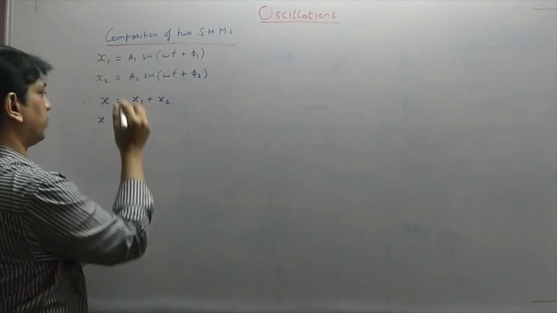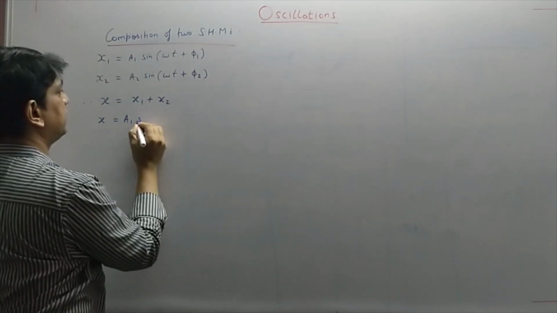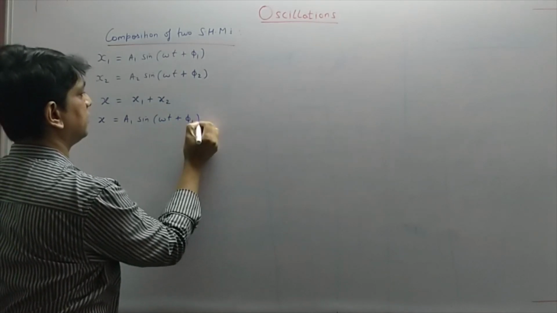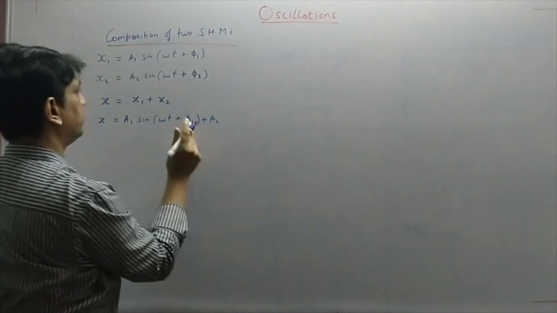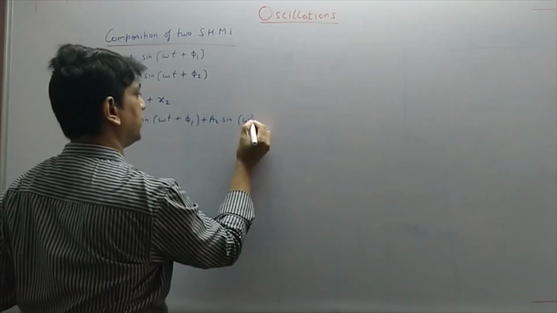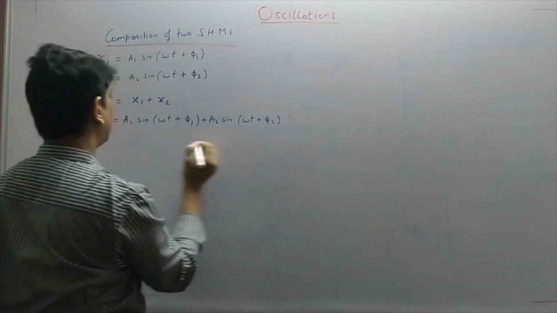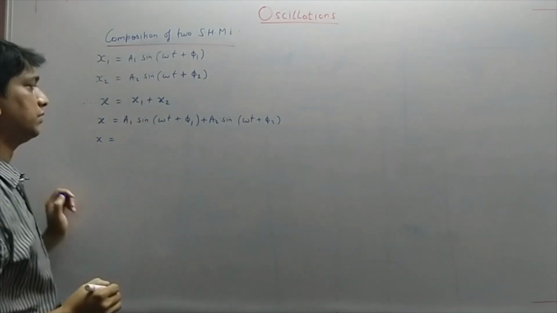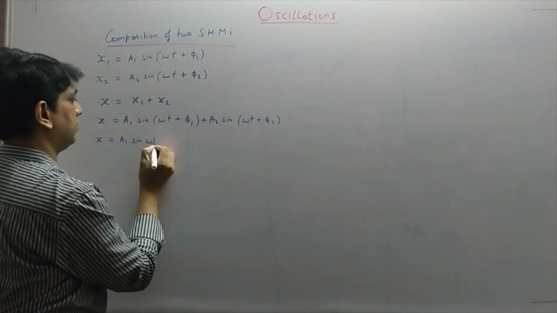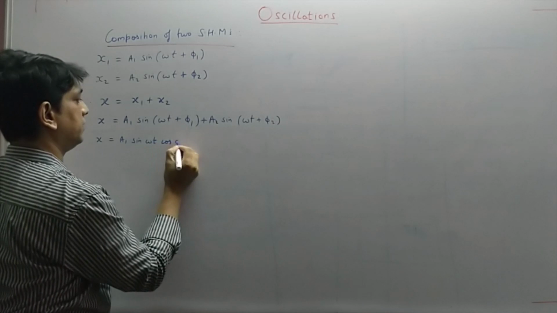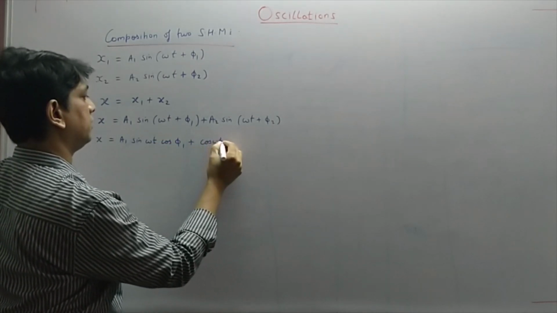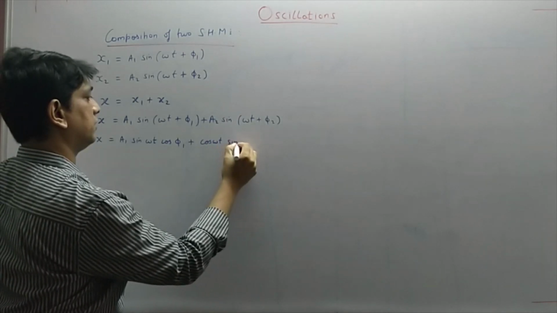x is x1, and what is x1? We have a1 sin(omega t plus phi 1) plus a2 sin(omega t plus phi 2). Let us solve this. Using sin(a plus b) equals sin a cos b plus cos a sin b.